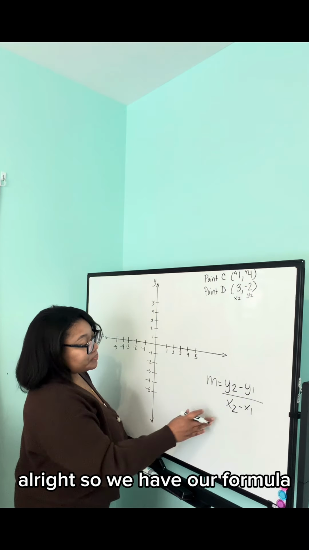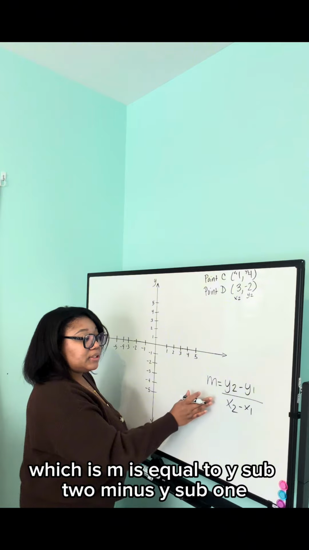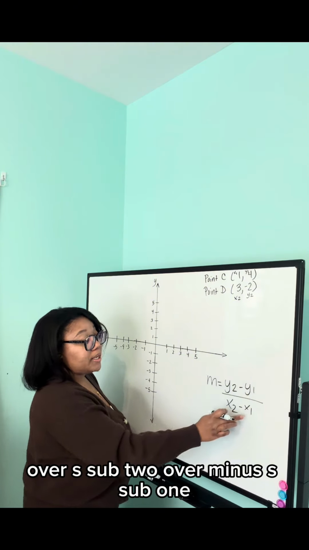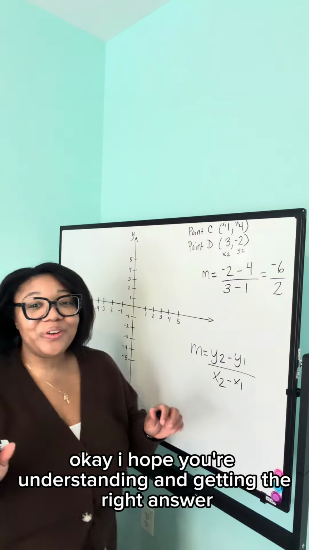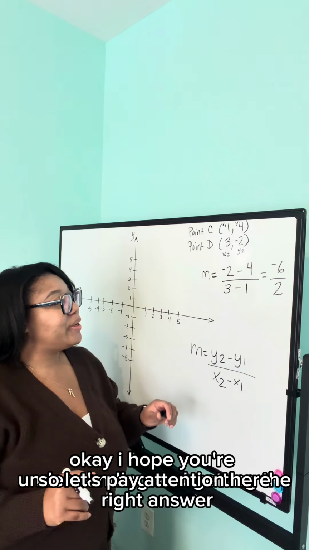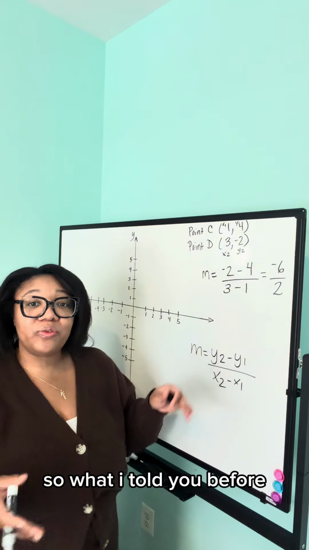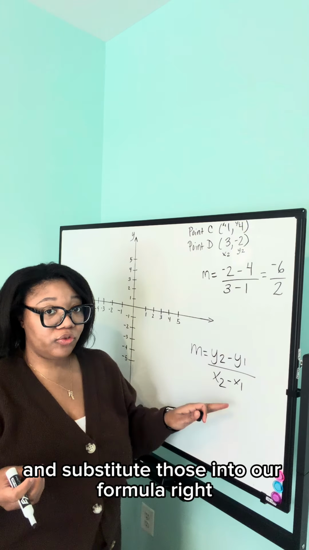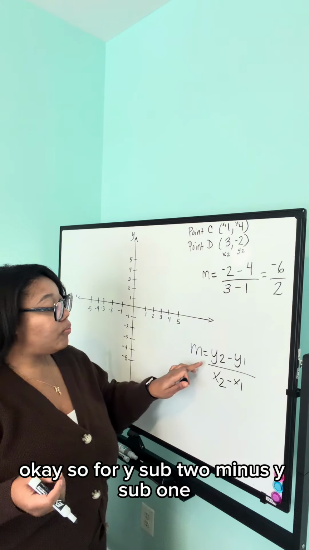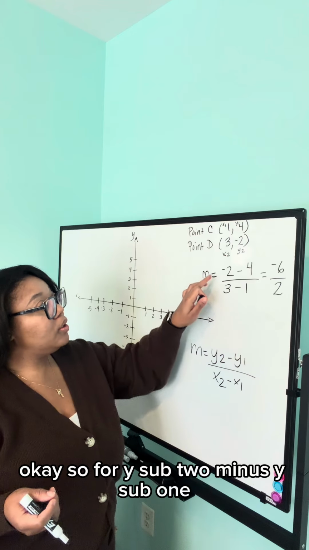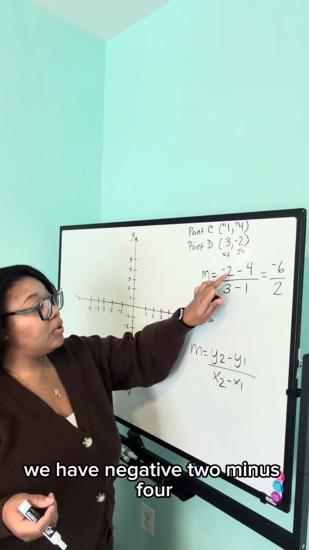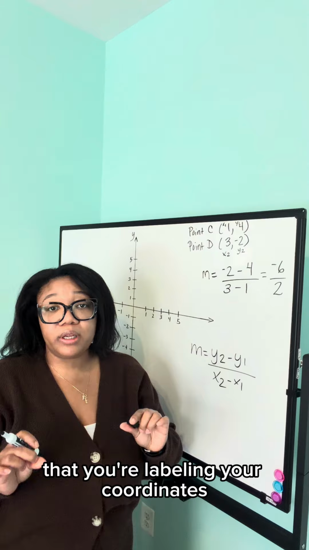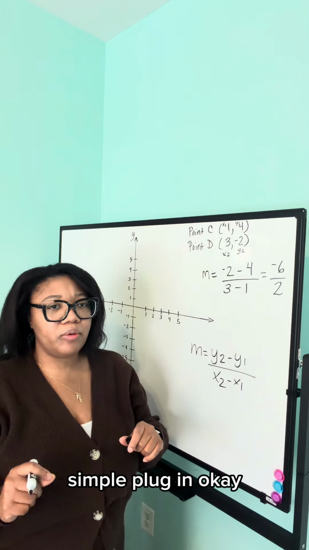All right, so we have our formula, which is m equals y sub 2 minus y sub 1 over x sub 2 minus x sub 1. So let's pay attention here. What I told you before, all we're going to do is take those coordinates and substitute them into our formula. So for y sub 2 minus y sub 1, we have -2 minus 4. And that's why it's so important for you to make sure that you're labeling your coordinates, so that way it's just an easy, simple plug-in.